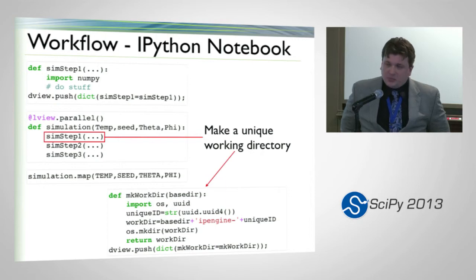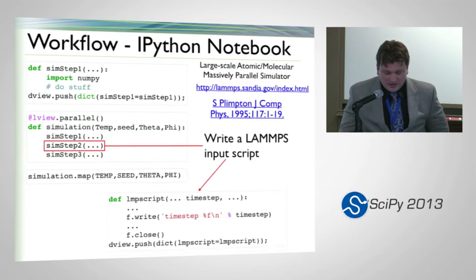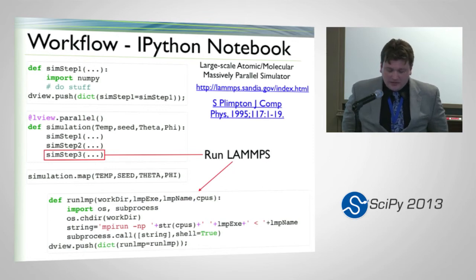So here's just a sample of some of the steps that I need to do for a simple simulation. One of them is to make a unique working directory, and I wouldn't be surprised if somewhere within Python a function like this already exists. I couldn't find it, so I may have reinvented the wheel. I need to write an input script for my molecular dynamics code, which is LAMMPS. And then I need to run it. And I've hard-coded in mpirun for your benefit. And I think some of you might be looking at that and thinking, wait a minute, what's going on here?